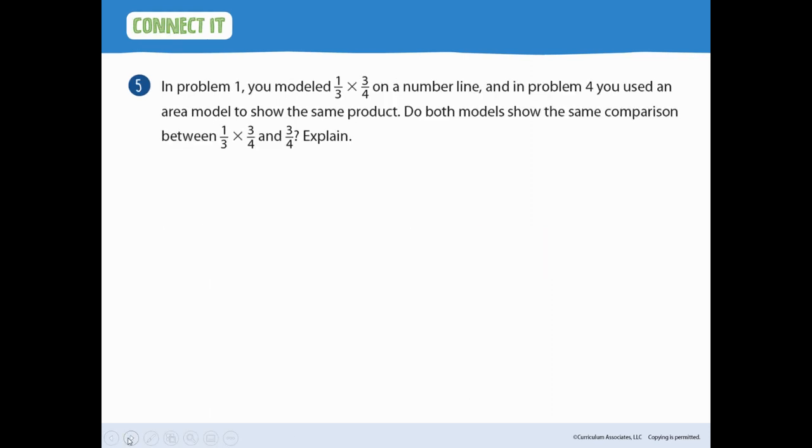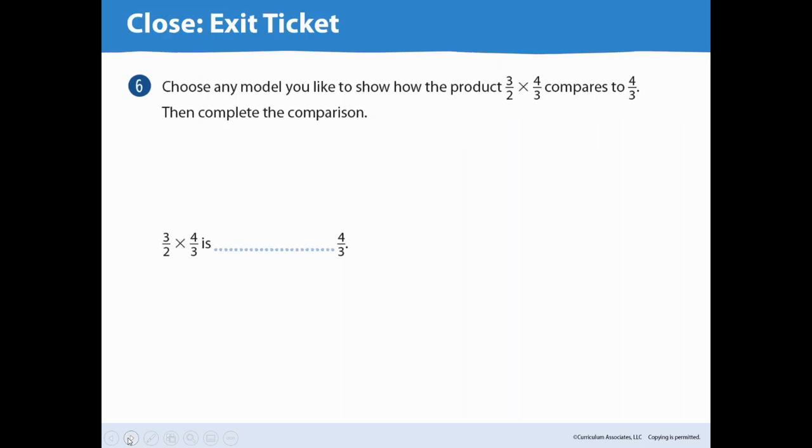All right, we're going to go ahead and skip number 5 and move to number 6. Now, here's what I want you to do. It says choose any model you like to show how the product of 3/2 and 4/3 compares to 4/3. Then complete the comparison. All I want you guys to do is complete the comparison. If you want to multiply it out to see if it's greater than 4/3 and compare it, if that's what you want to do, you can do that. If not, I just want you to look at the numbers and tell me. So go ahead and pause the video real quick, write your answer, and then come back and check your answer.